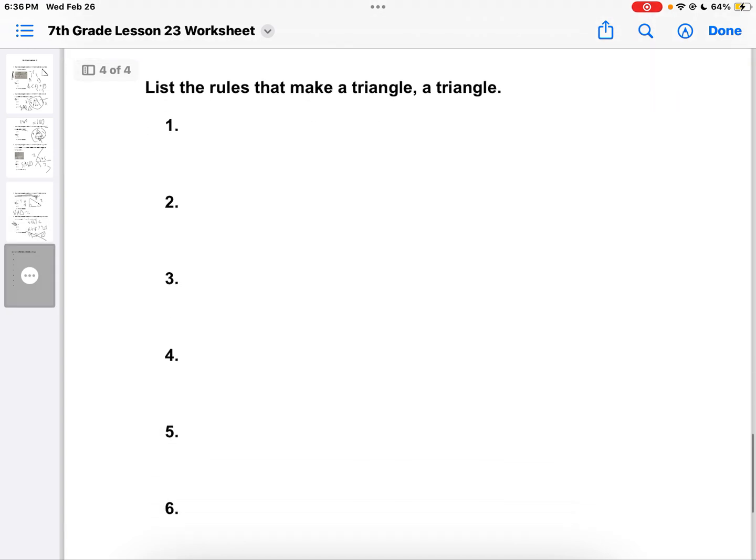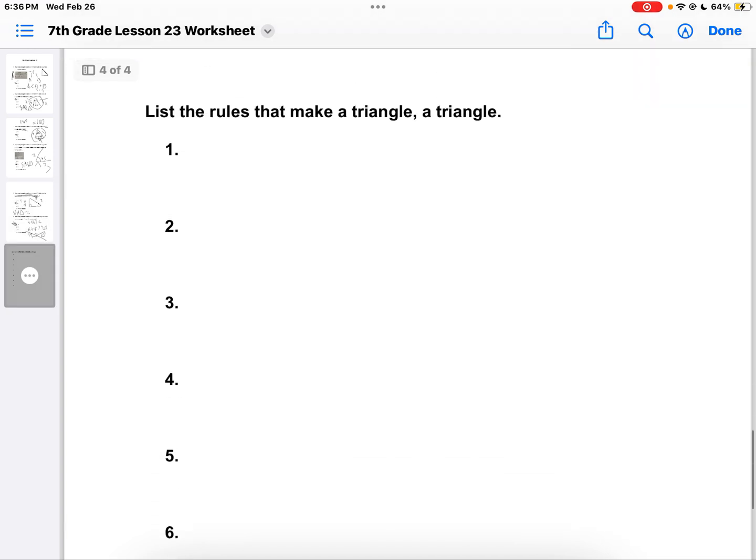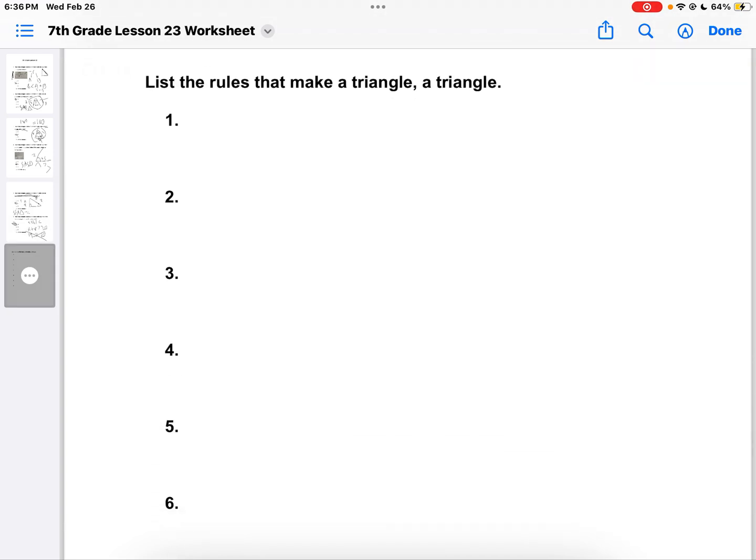So yeah, moving on, it says list the rules that make a triangle a triangle. So I'll just be writing down the steps.